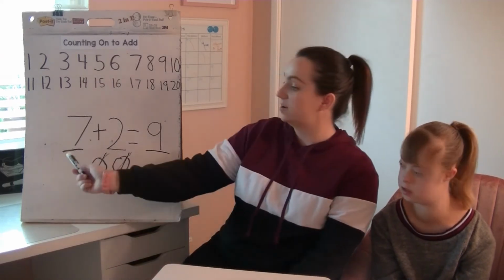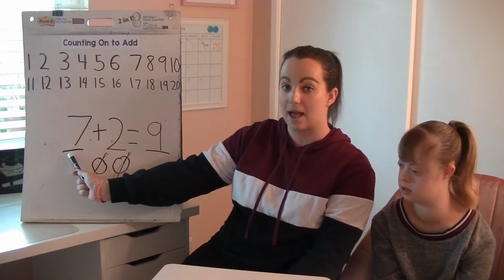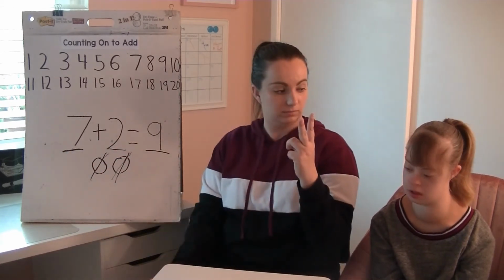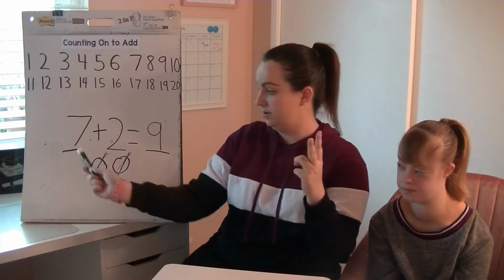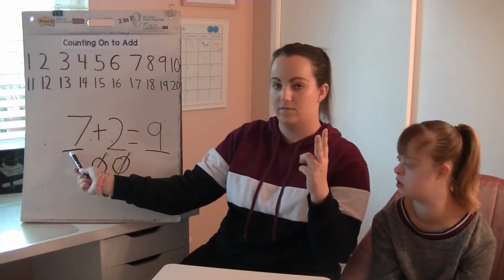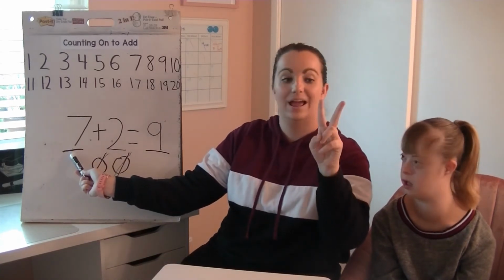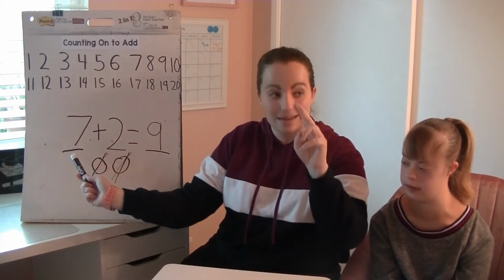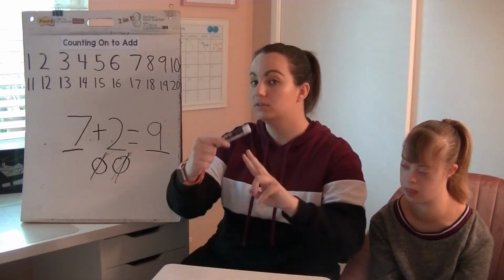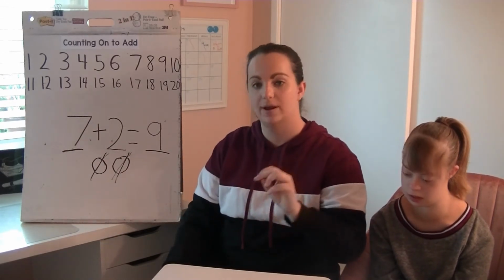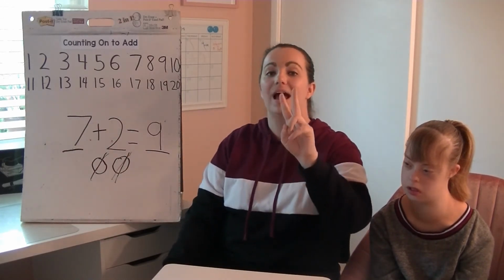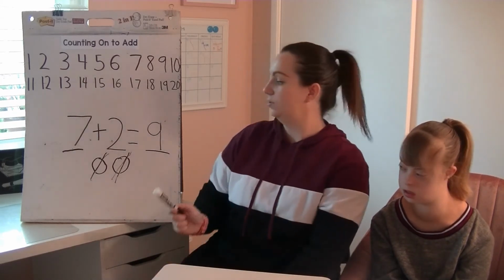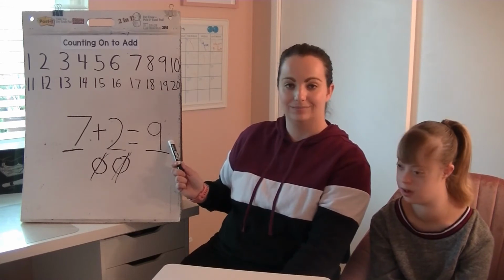Another way you could have done it is you could have used your fingers. You could have started with the big number, 7, and then held up 2 fingers. And then you could have counted on. What comes after 7? 8. And then what number comes next? 9. You could use your fingers to help you count on as well. You could have gone 7, 8, 9. And the last number you count would be your answer.